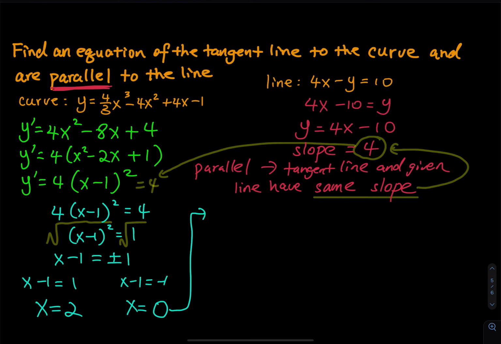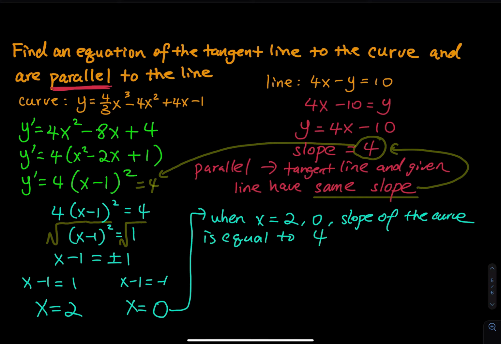So when x equals 2 or 0, the slope of the curve is equal to 4, right? So when x equals these two values, the slope equals 4. Can you give me a point? Because in order to build a line, I need a point.